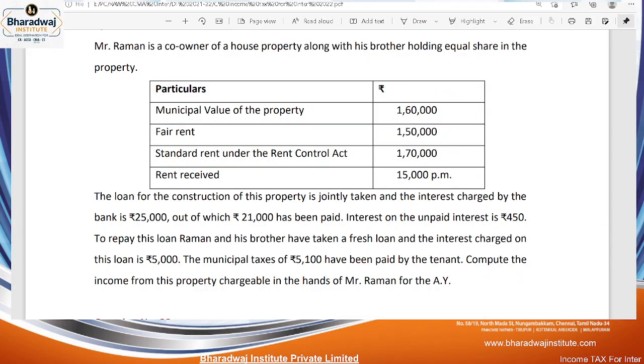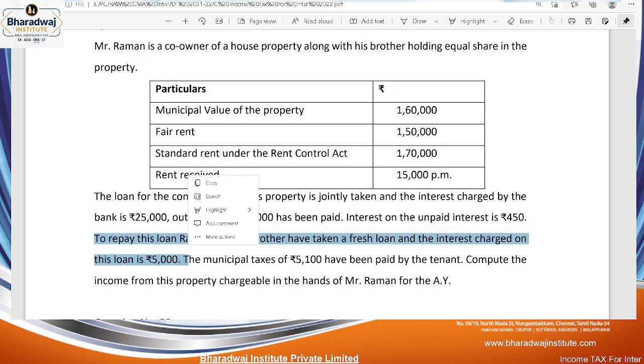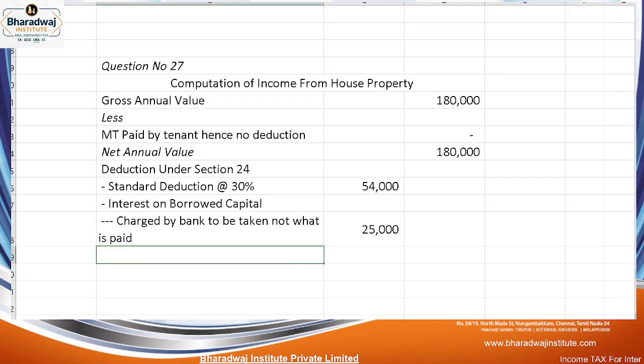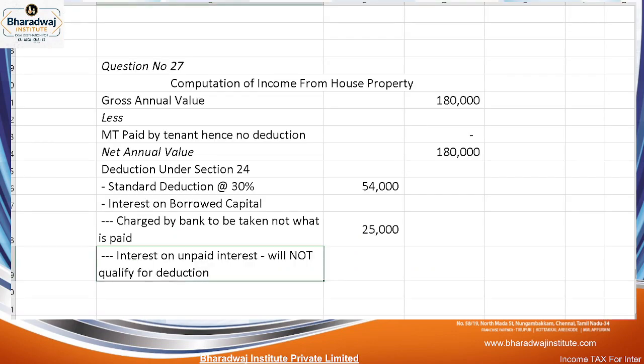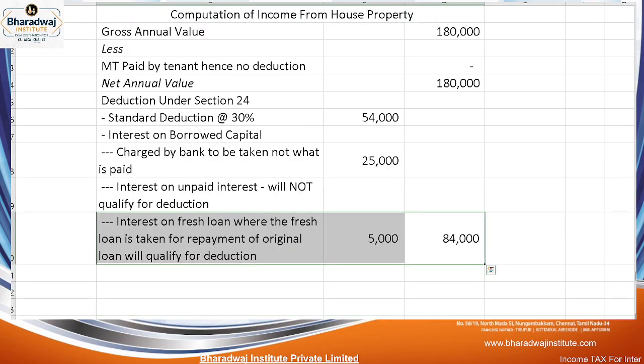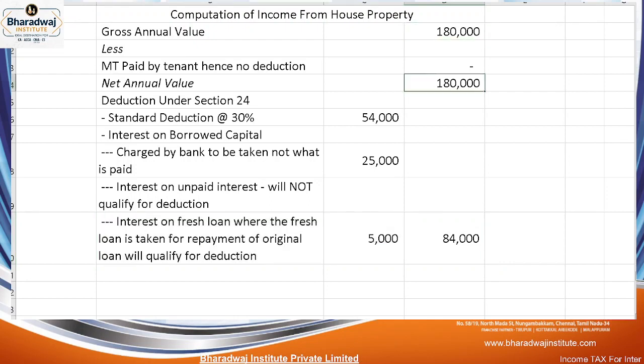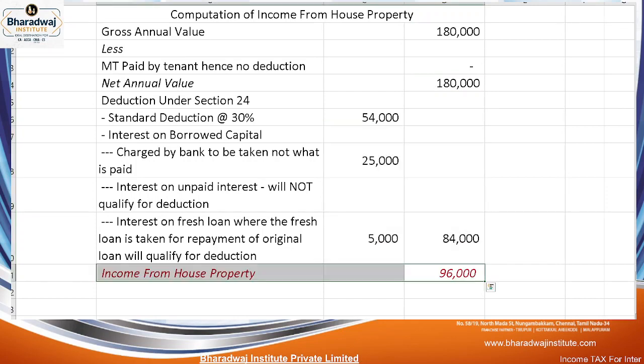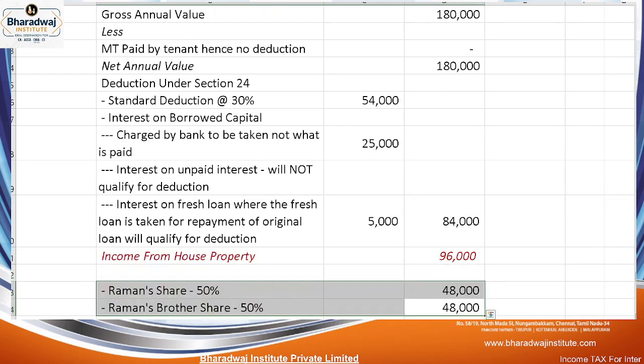Then interest on unpaid interest cannot be claimed. It's like a penalty, it cannot be claimed. To repay the loan, you have taken a fresh loan, for that interest is charged. Yes, that can be claimed. Interest on a fresh loan taken for repayment of old loan can be claimed. So from 1,80,000 minus 80,000 interest and standard deduction 84,000, you will get income from house property. In this, Raman will share 50% and his brother will share 50%.